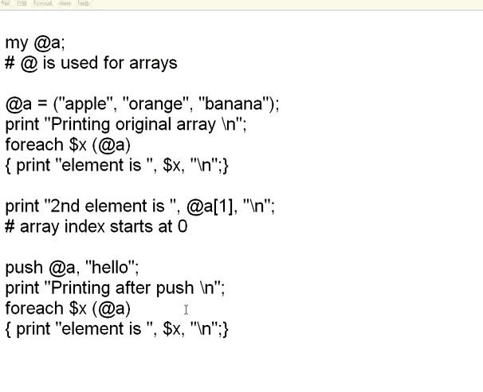I'm going to show you two more keywords that you can use for arrays. There is a command called push. The array elements are currently 3, apple, orange and banana. When I say push to this array, this new element gets added at the end of this array. So hello will be the 4th element. Once I push that, I'm going to print what is there in this particular array. Now let me execute this.